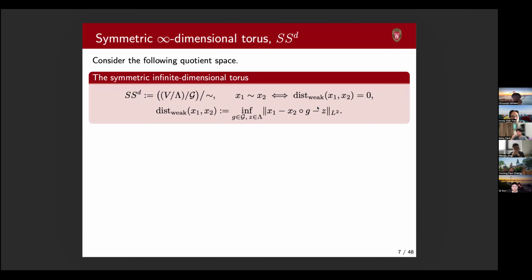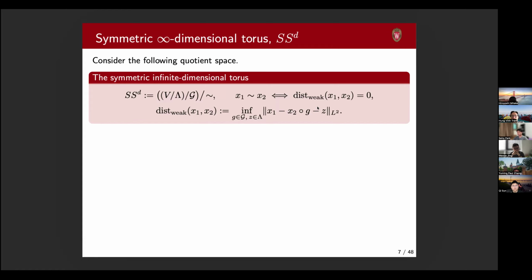And then I want to introduce the final quotient space. We can quotient V by lambda and also by G. And actually we can quotient a little bit further by a certain equivalence class just to remove some degeneracy. I mean, it is needed for giving the metric to this quotient space. So this is denoted as SSD, or symmetric infinite dimensional torus.